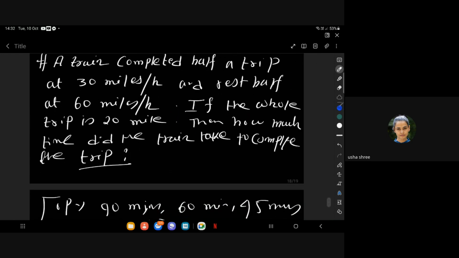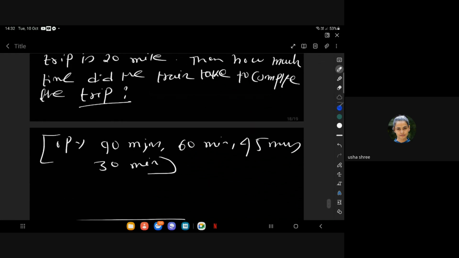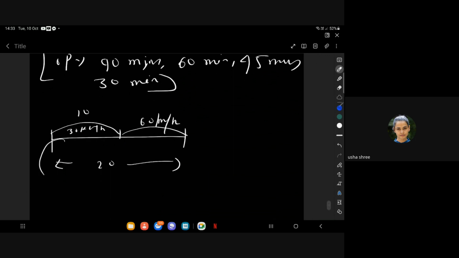So a train completed half of a trip at 30 miles per hour and the rest half at 60 miles per hour. They have told the total distance, the total trip was 20 miles. So half of the trip, up to 10 kilometers, the train was traveling at 30 kmph or 30 miles per hour. The next 10 kilometers, it moved at 60 miles per hour. Then how long did the train take to cover the whole 20 miles?